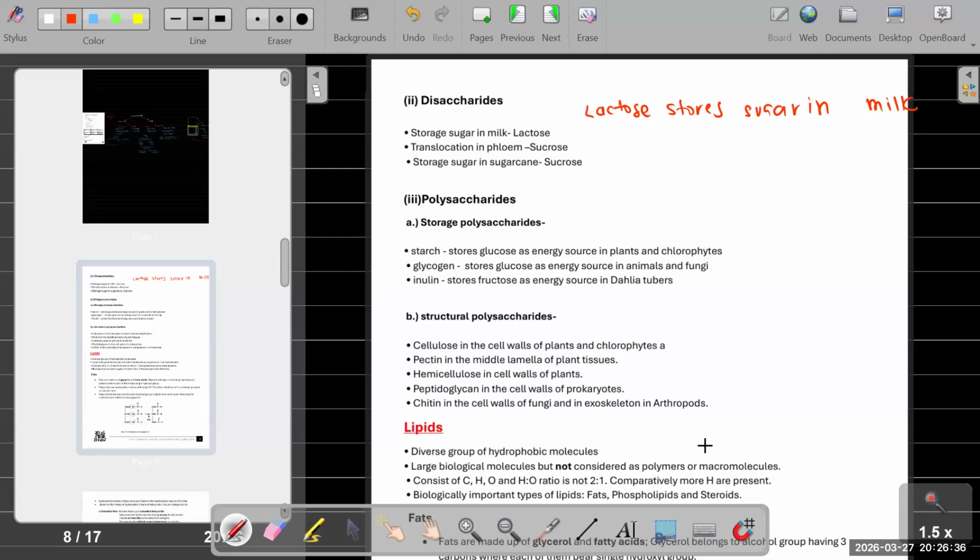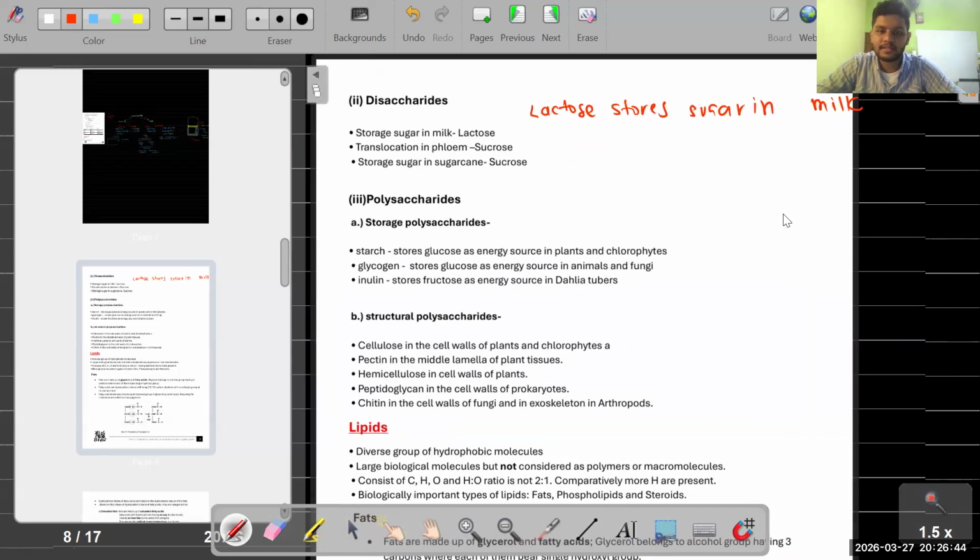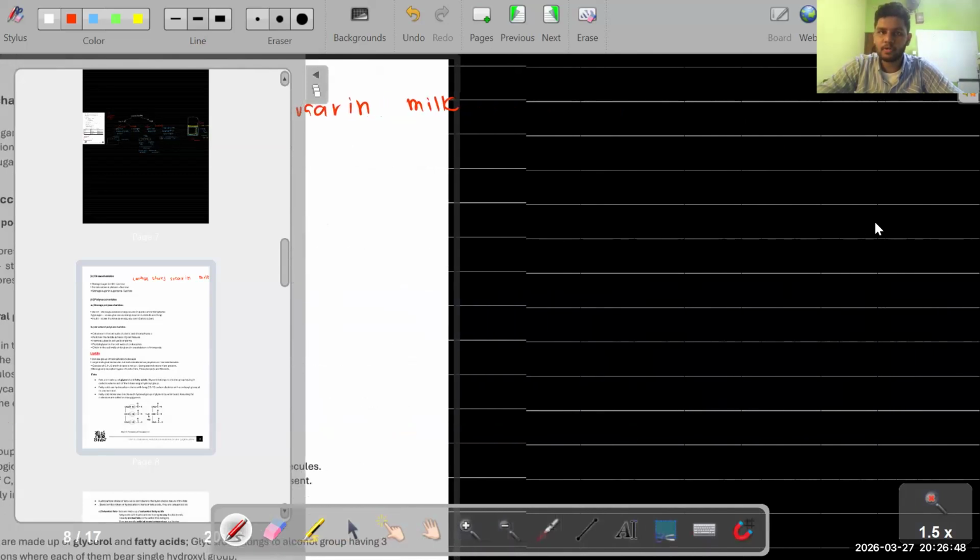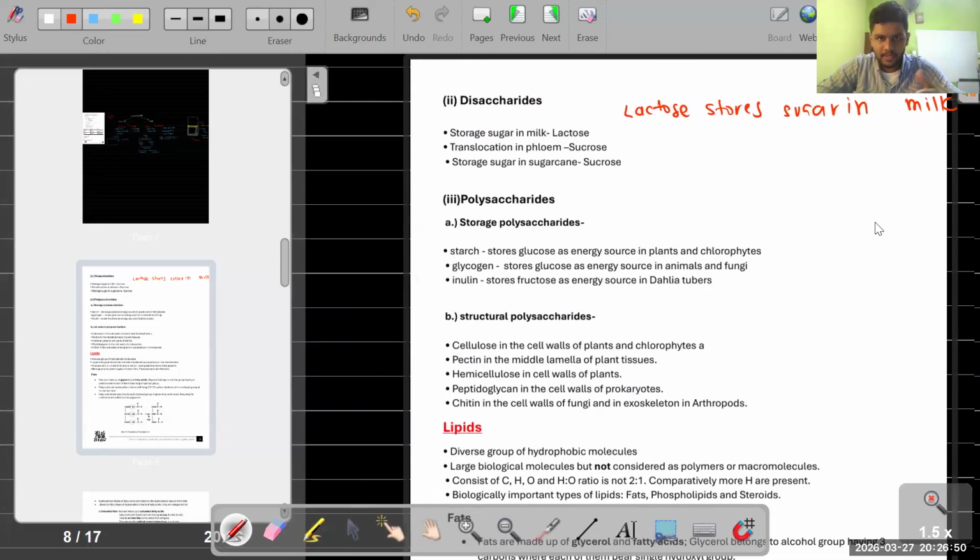Understood. Clear. Very good. Second one is translocation in phloem. We'll be learning this in unit number 4, which is under plants. Simply, we know about phloem tissue, right? You might have learned it is a type of vascular tissue. What is the function of phloem? Phloem is involved in transportation of nutrients in the plant.